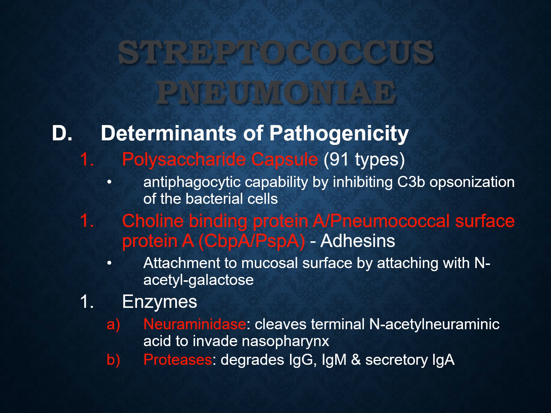Another important group of antigenic factors are enzymes. Under enzymes, two important enzymes are there. One is neuraminidase and another one is protease. The neuraminidase cleaves the terminal N-acetyl neuraminic acid, which helps invade the nasopharynx of the host cell. And then the next one is the proteases. Proteases degrade protein molecules like antibodies, IgG, IgM, and secretory IgA.